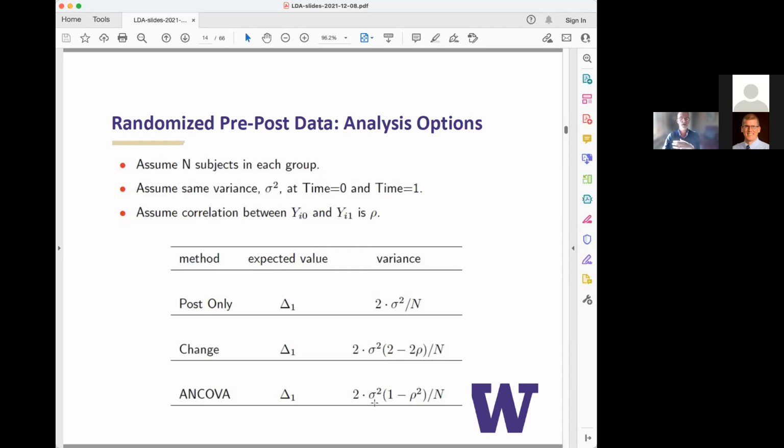And ANCOVA you can derive as well. It has a different mathematical representation, sigma squared times 1 minus rho squared, which is interesting because, from our algebra, that's 1 minus rho times 1 plus rho. In change, we see 1 minus rho times 1. So 1 minus rho times 1 plus rho will be less than change because 1 plus rho is less than 2, basically.